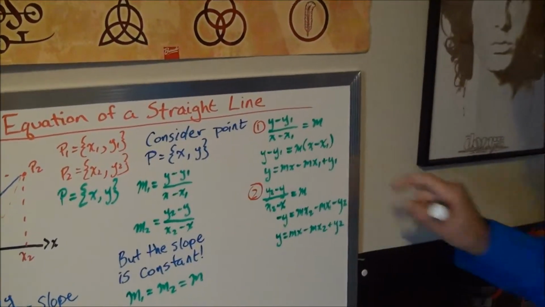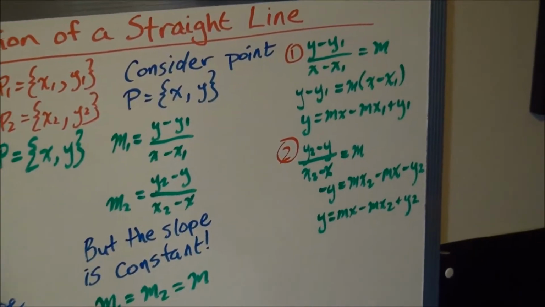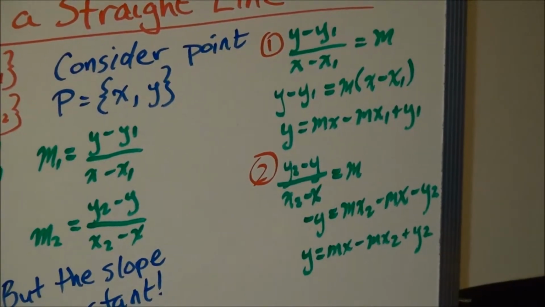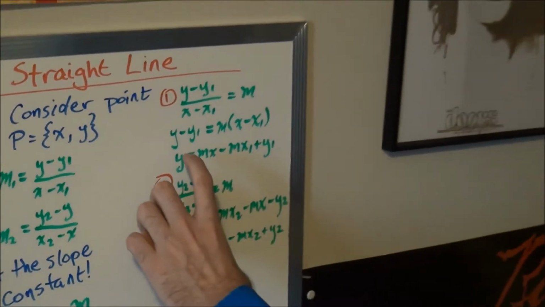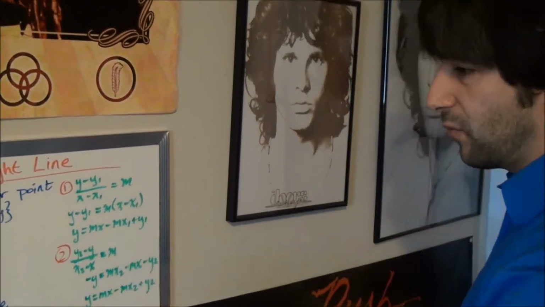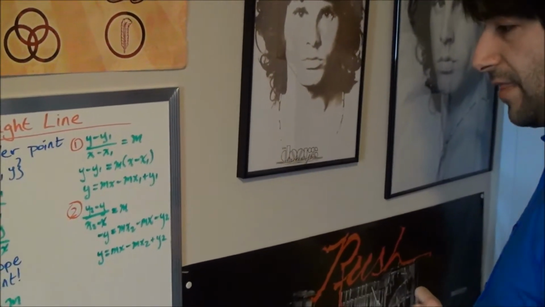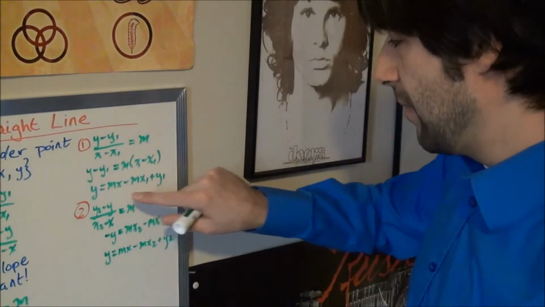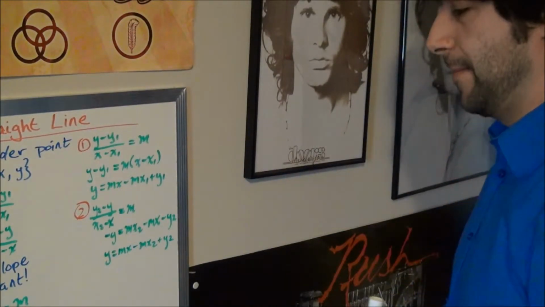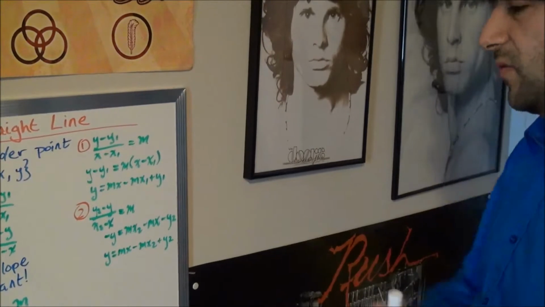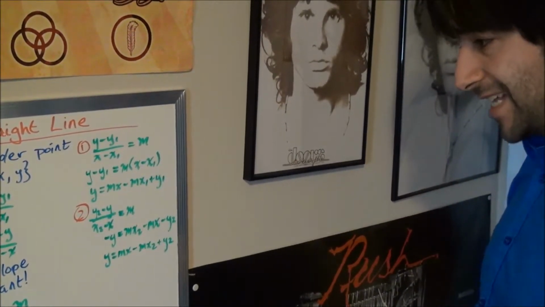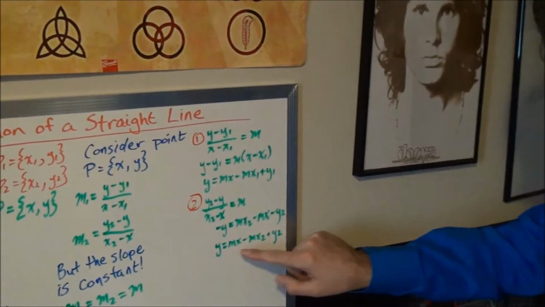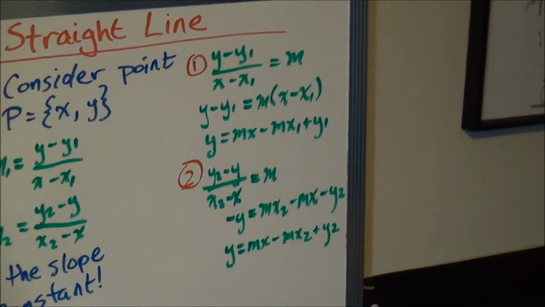Both equations have the same form, but they seem very different because here I have x1 and y1, and here I have x2 and y2. My assertion is that if this is true, and we only have one equation that can describe that line, that means that mx minus mx1 plus y1 has to be equivalent to mx minus mx2 plus y2. So in order for that to happen, this minus mx1 plus y1 has to be equivalent to minus mx2 plus y2.